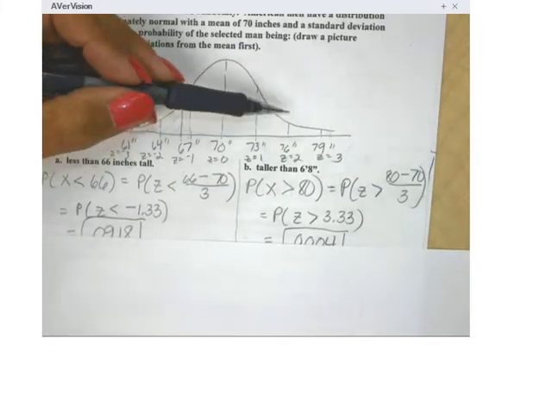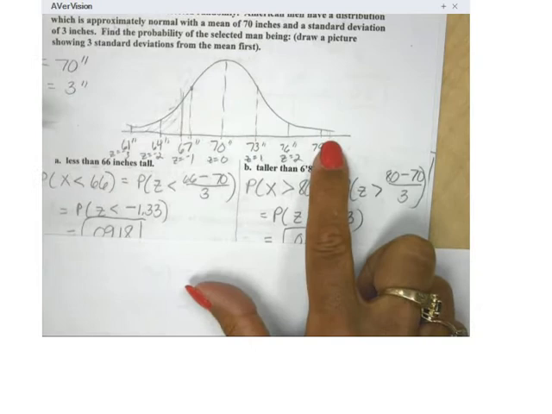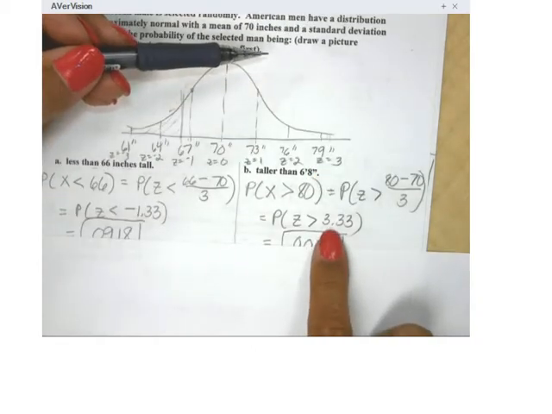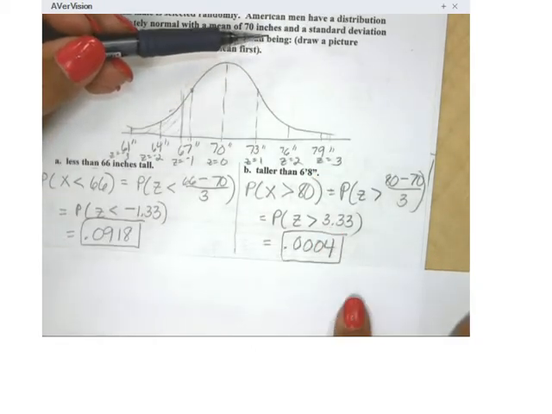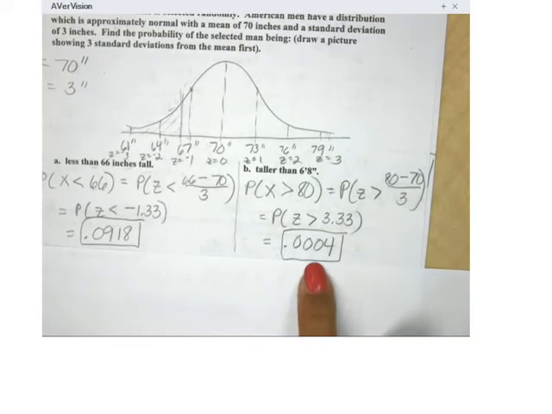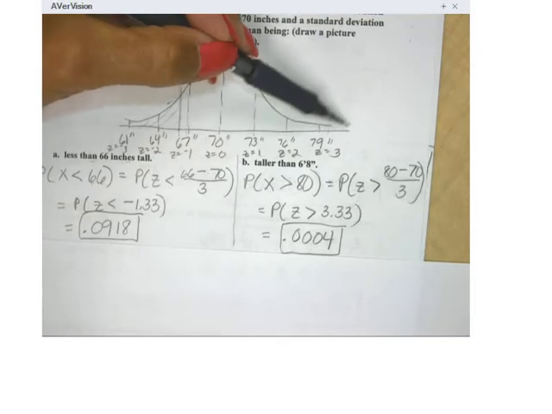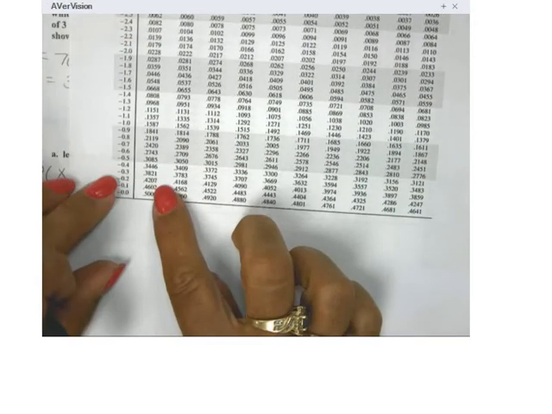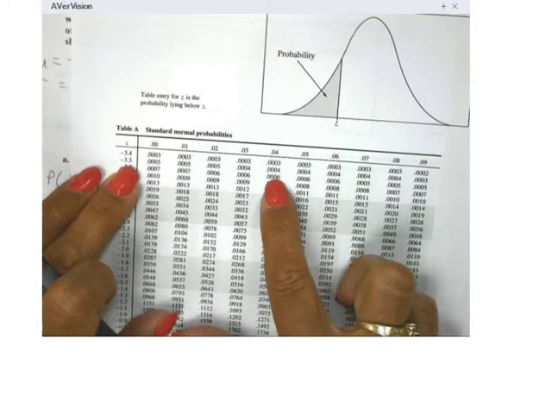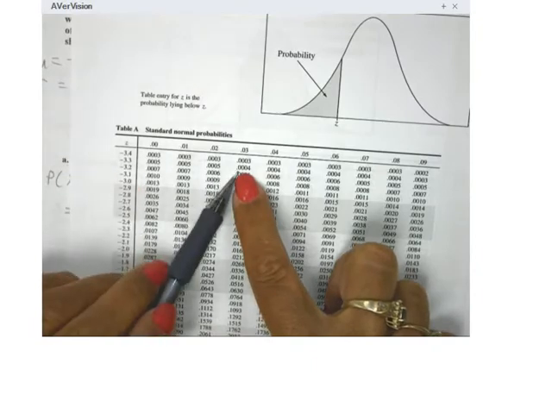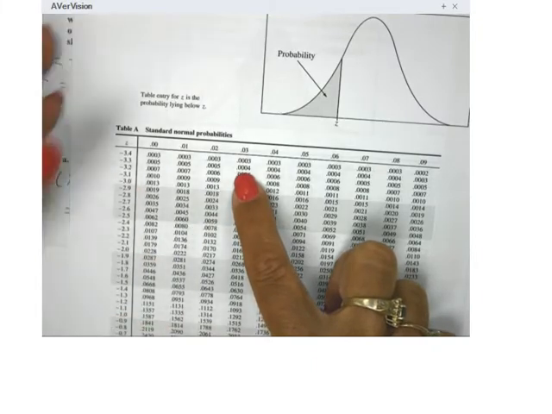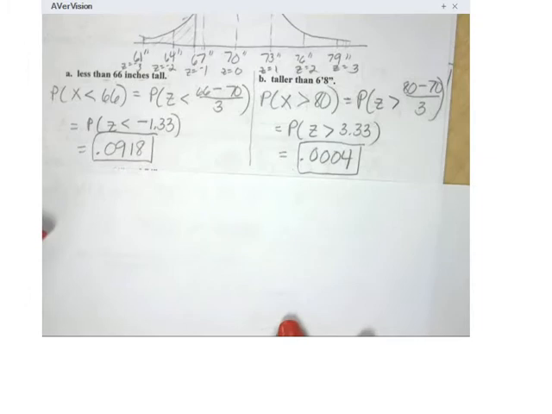But that's the area below 3.33, and we want the area above. So 1 minus 0.9996 gives me this value. I could also use symmetry: the area above 3.33 is the same as the area below negative 3.33, and negative 3.33 will give me that area of 0.0004 directly. So I can utilize some symmetry.